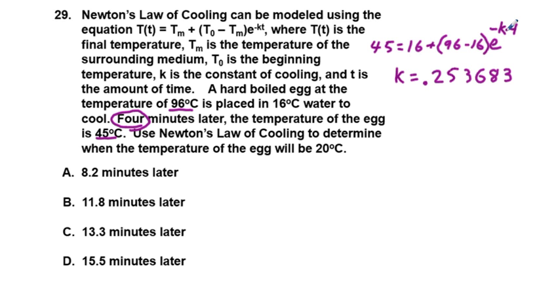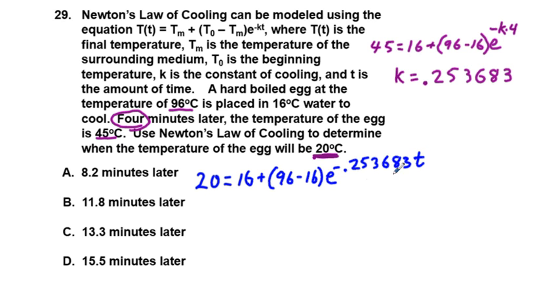And then we're going to cycle through this equation again. This time we're going to try to find out t, knowing what k is, for the egg to cool down to 20 degrees centigrade. So I'm going to come down here to the left a bit and put down the new instance, which is 20 degrees. It's equal to 16 plus, excuse me, it's plus, and I'm going to put in here 96 minus 16. We have e to the negative 0.253683 t for time.